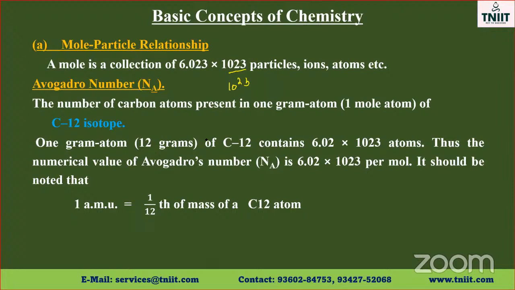So this is again, we're talking about mole. Mole is a collection of 6.023 × 10^23 particles. Particles refers to atoms or ions or molecules. So Avogadro's number, we understood that it contains this value. This number is called Avogadro's number.